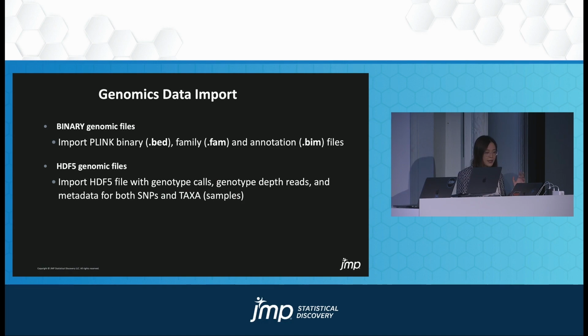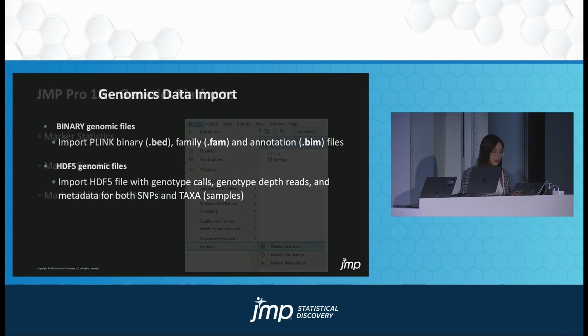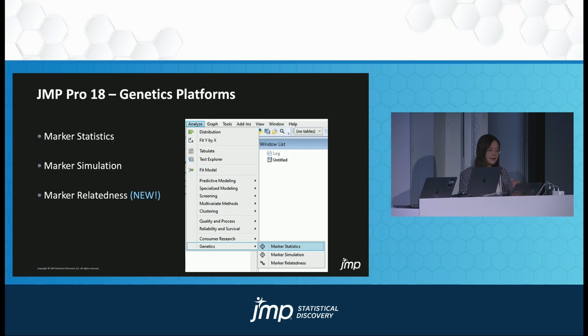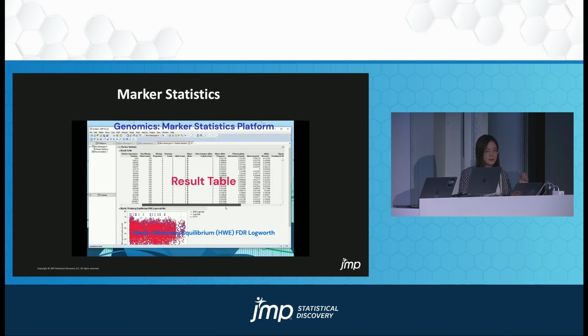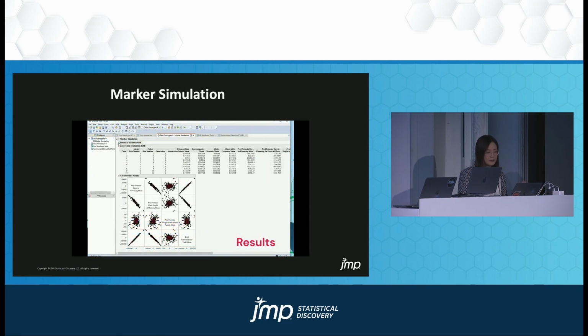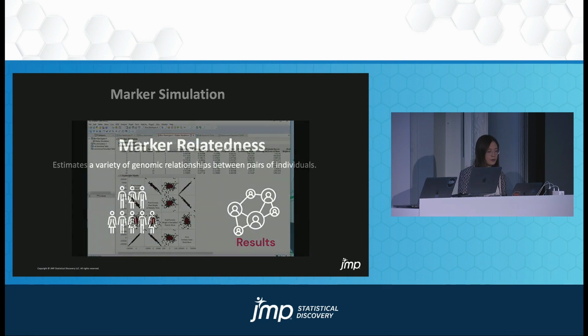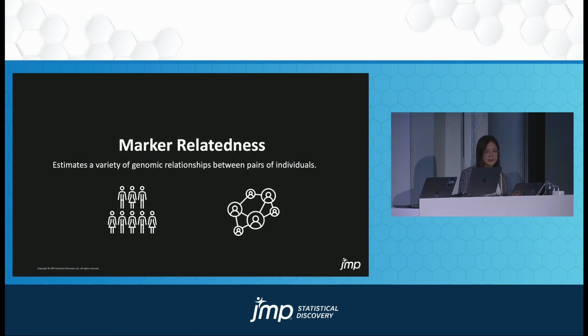In JMP 18, we enable more genomics data format importation, including binary files and HDF5 files. And currently, there are 3 genetics platforms available in JMP, including the marker statistics platform, the marker simulation platform, and the marker relatedness platform, which is just added to 18, and even more are in the works.